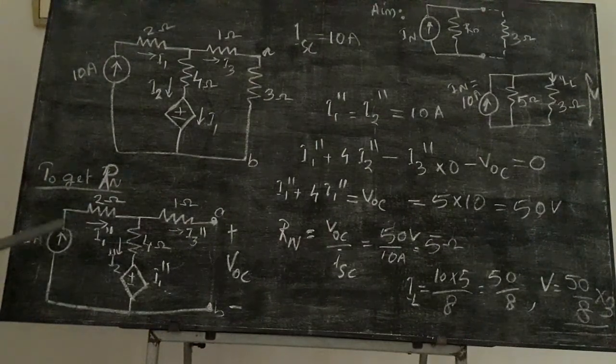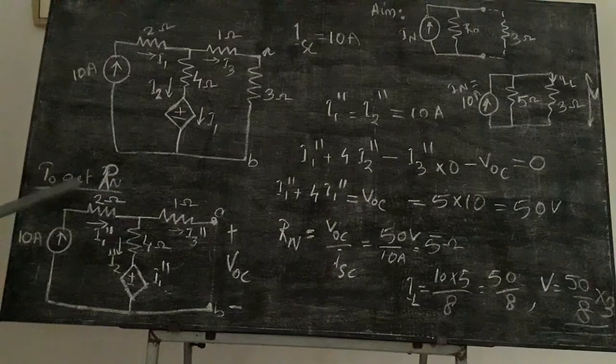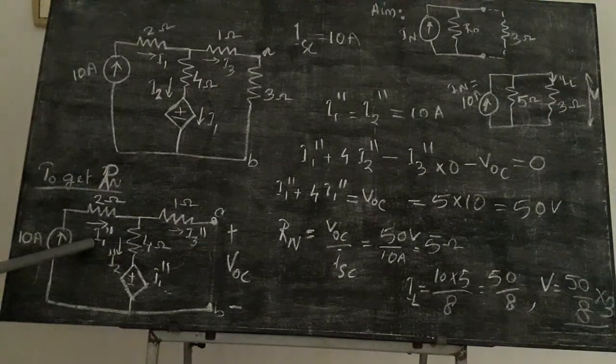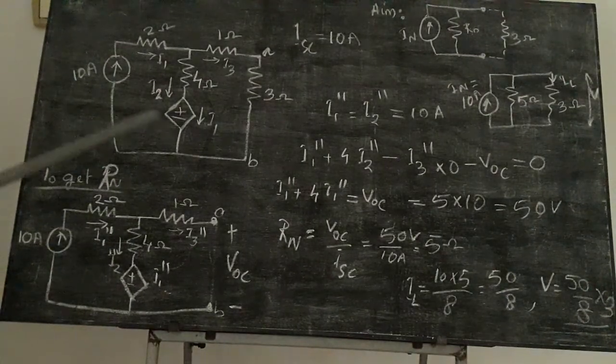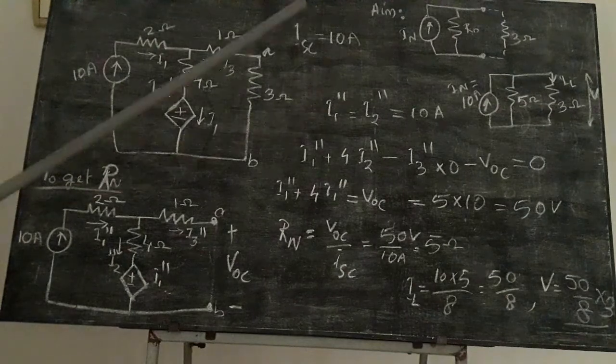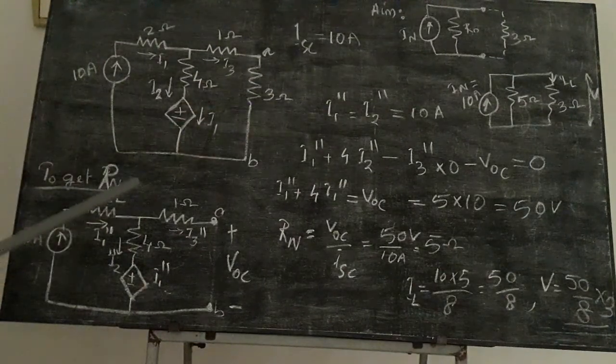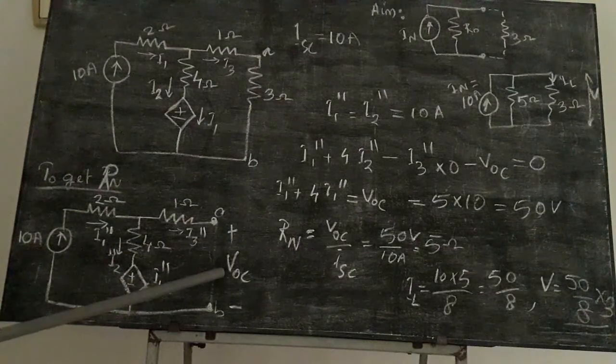Again, current I1 double dash in this branch, that is a 10 ampere source. So I1 double dash is equal to, this is a series branch. In the series branch, only one current is there, because in series branch the current through all the elements will be same. So 10 ampere current and 2 ohm resistor current through 2 ohm resistor also equal to 10 ampere. That is I1 double dash. So I1 double dash equal to I2 double dash is equal to 10 ampere. What is our aim? Our aim to get VOC.